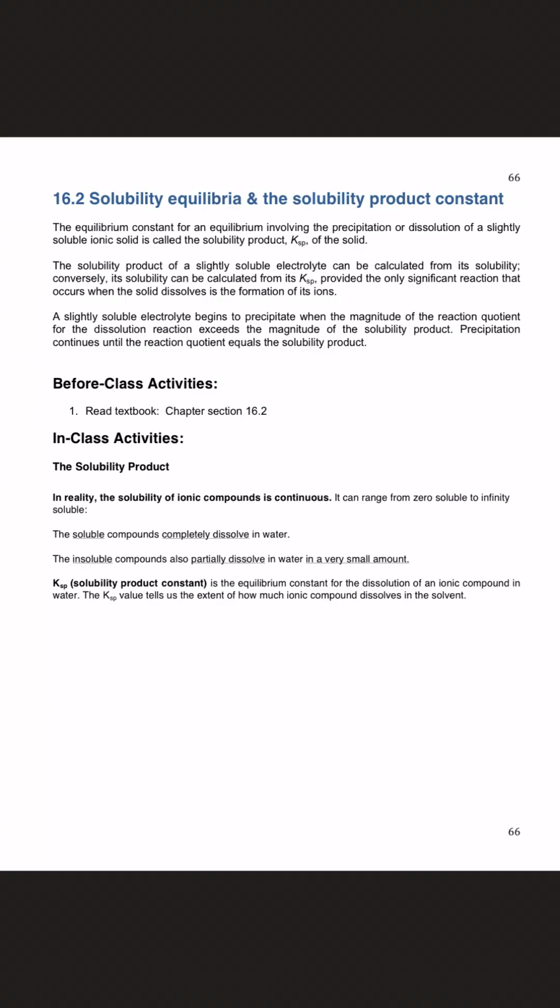In the previous chapter section, we already saw that some ionic compounds can dissolve completely in water, and those ionic compounds are called soluble ionic compounds. However, there are some that only partially dissolve or do not dissolve in water at all, and those are what we call insoluble ionic compounds. In this chapter section, we are going to focus on how much of those insoluble ionic compounds can dissolve in water by looking at the solubility product constant, which is the equilibrium constant that tells us about the extent to which the insoluble ionic compound can dissolve in the solvent, in this case water.